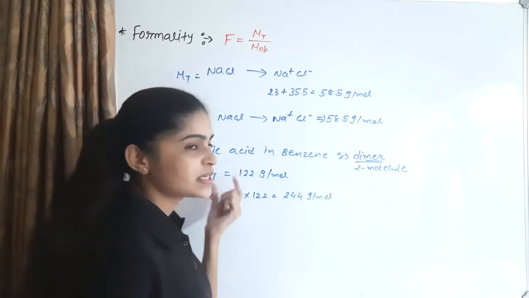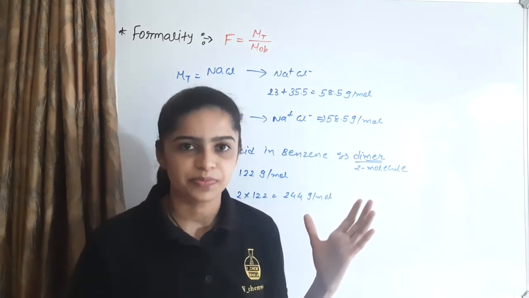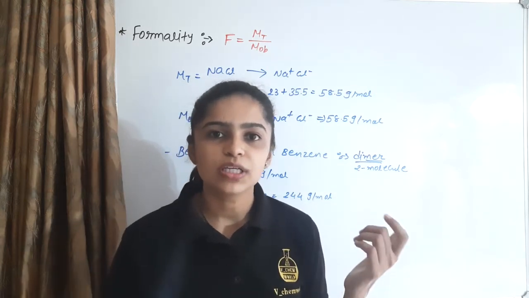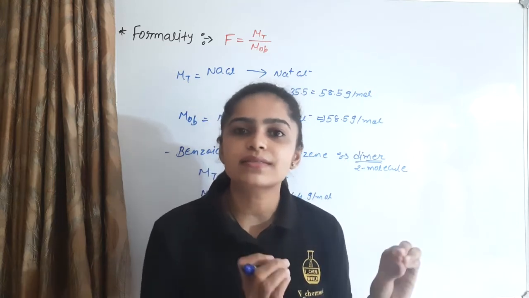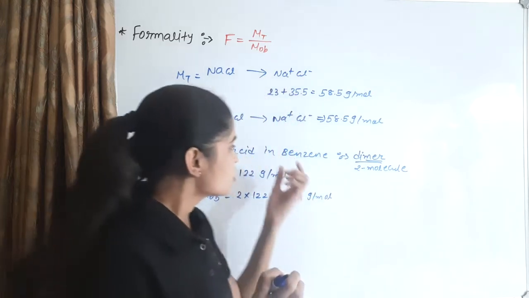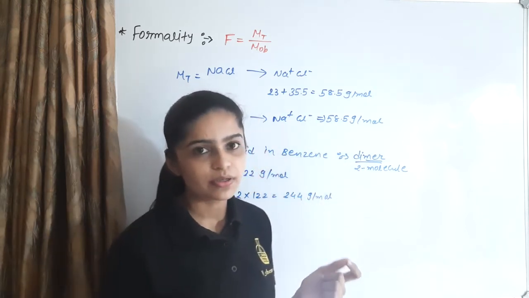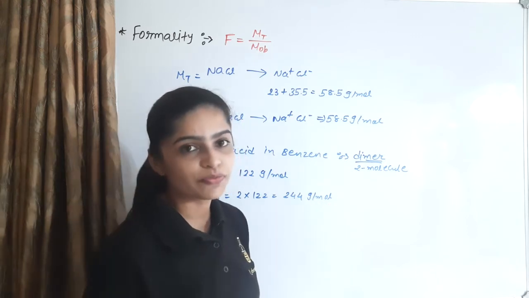Because the theoretical molecular mass means only the molecular formula mass. That means the atomic masses of all the atoms give the molecular mass. The observed mass is what actually exists in the solution. So benzoic acid in benzene actually forms the dimer, so it's multiplied by 2 into 122, which gives 244.